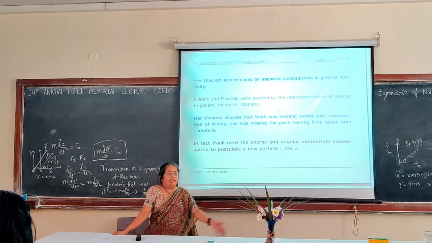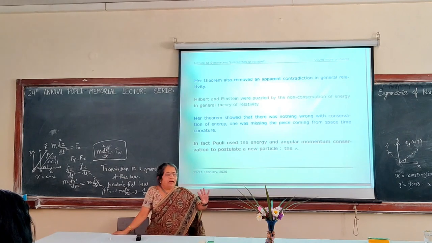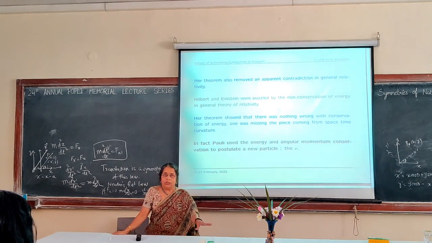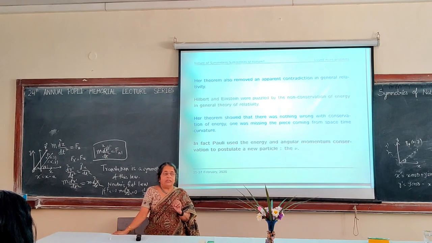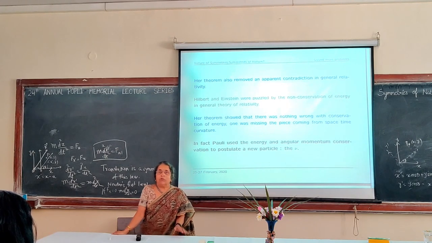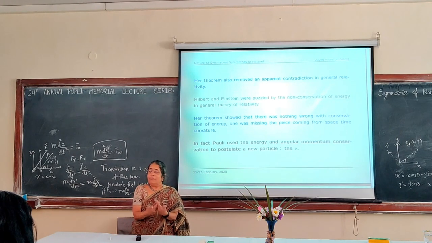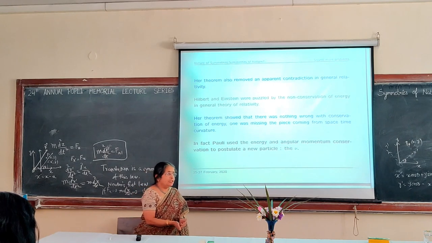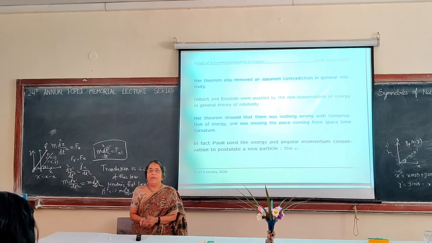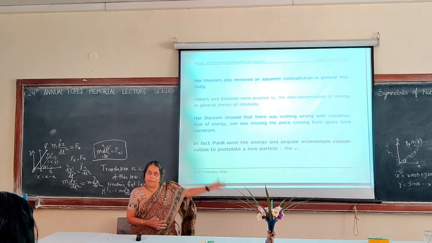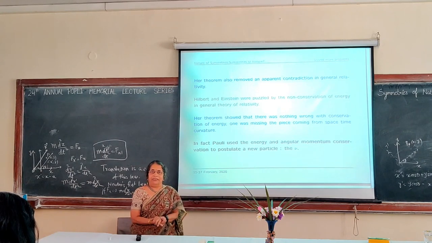And both Einstein and Hilbert were sort of confused, because in the early days they found that the general theory of relativity showed an apparent violation of energy. And Hilbert was completely upset with it, and they actually called Emmy Noether to Göttingen. Her PhD thesis was on invariances, so they said maybe you can help us understand this. And she helped them understand it by deriving and proving this theorem.